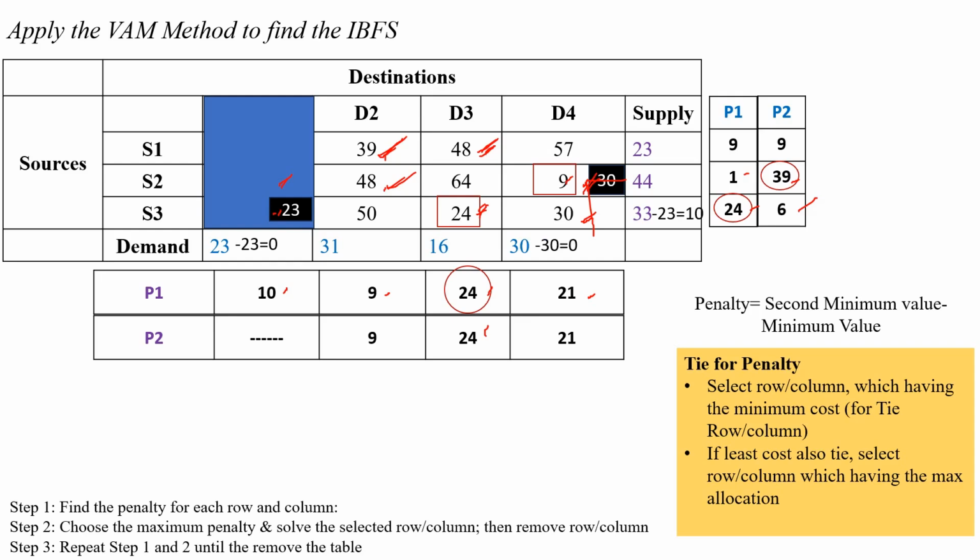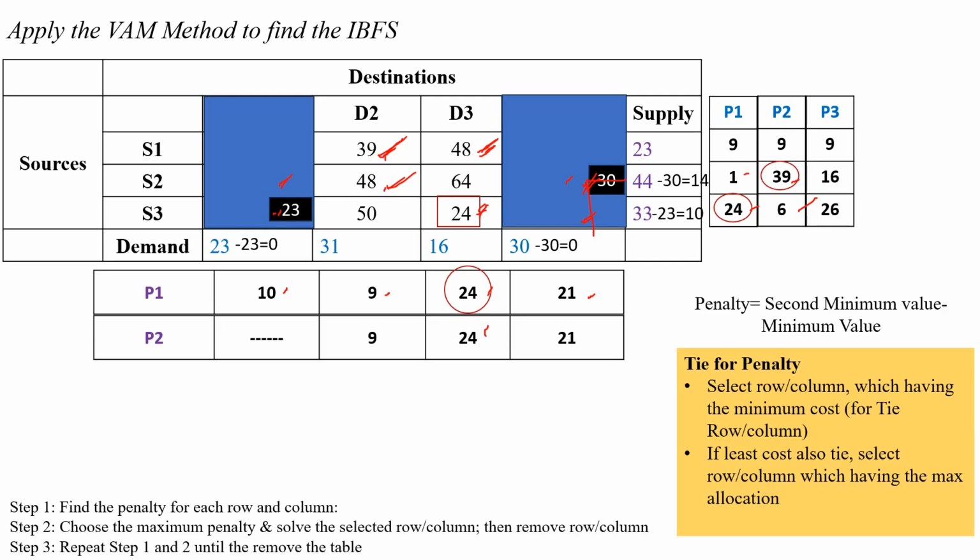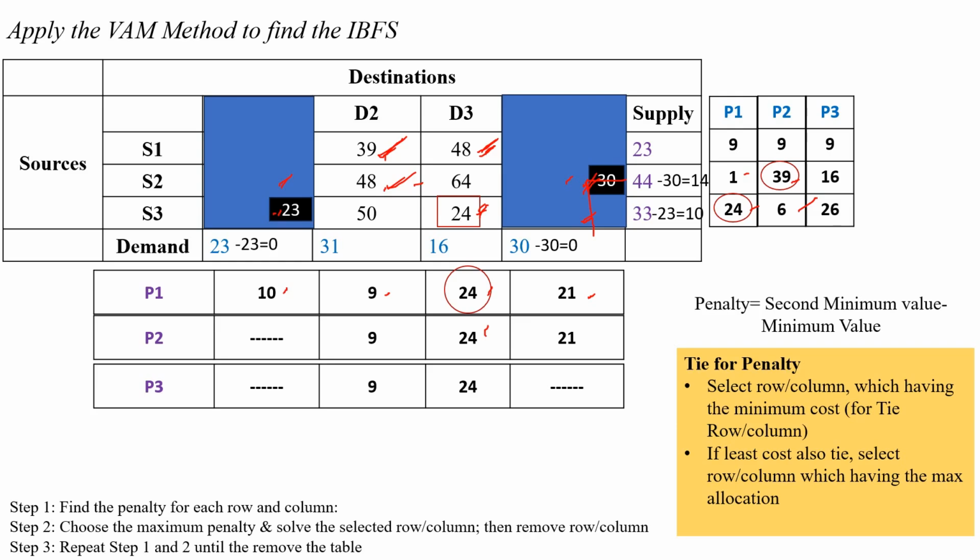Then demand will become 30 minus 30, 0, and supply will become 44 minus 30, it is 14. Here the D4 column is getting 0, then remove the D4 column. Next, calculate the penalty for the rows as well as the columns. For the first row, the penalty is 9, the second row penalty is 16, and the third row penalty is 26. Similarly for the columns, there is no D1 column.